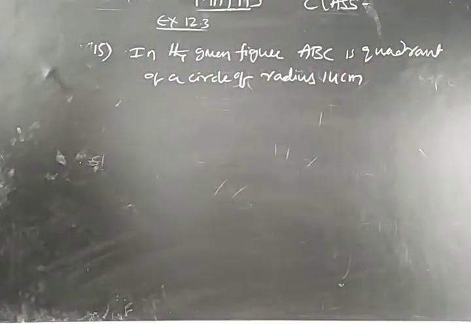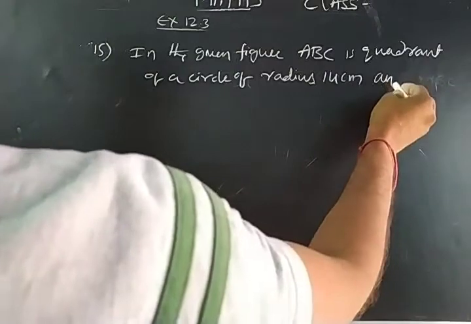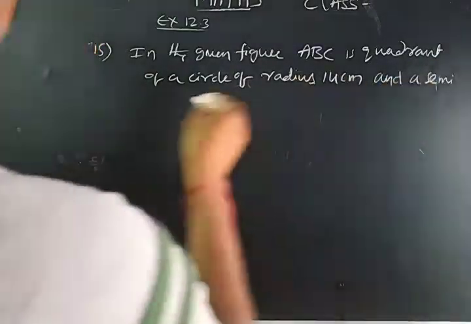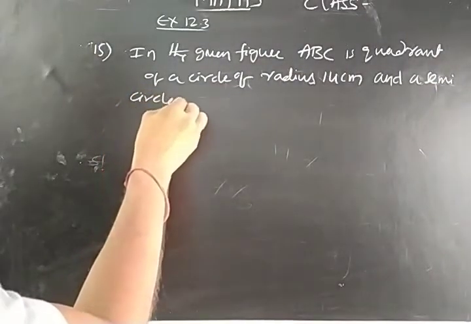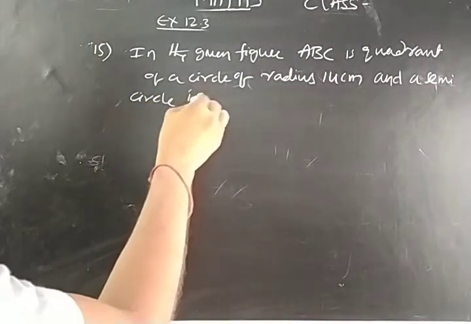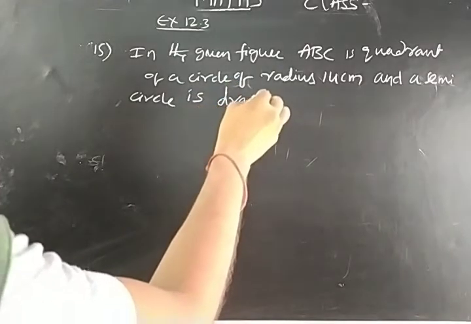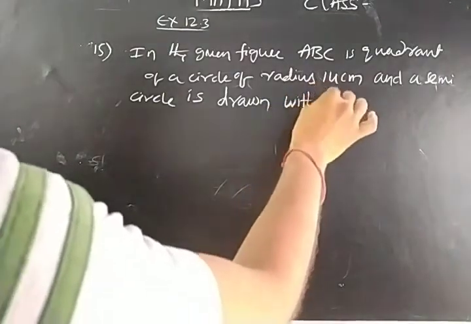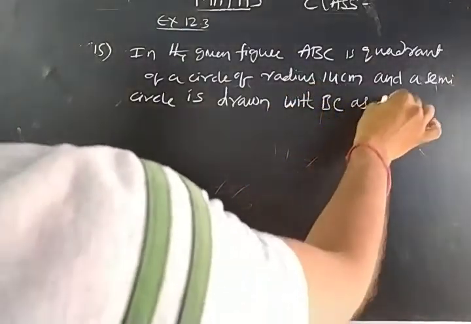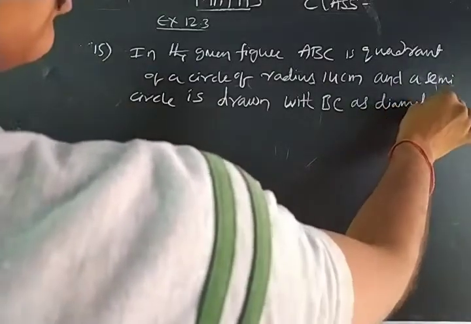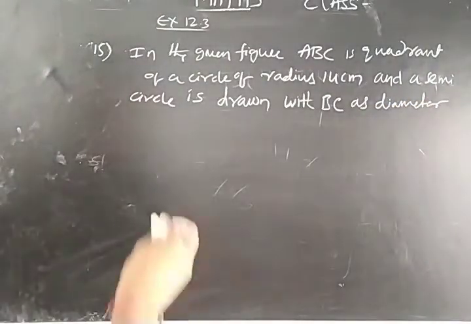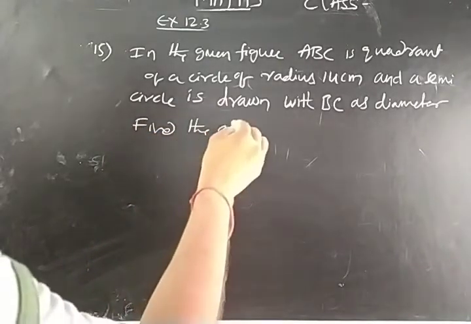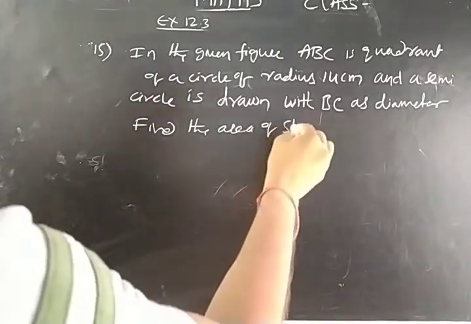And a semicircle is drawn with BC as diameter. Find the area of the shaded region.